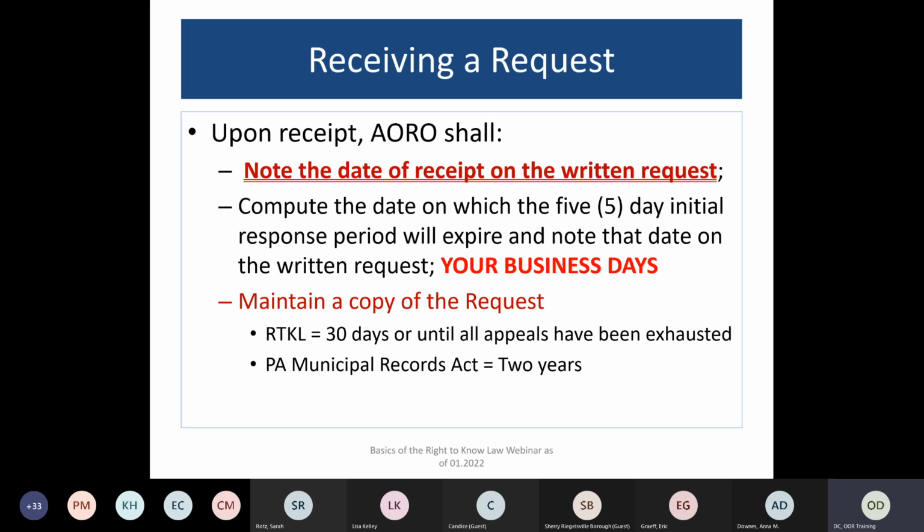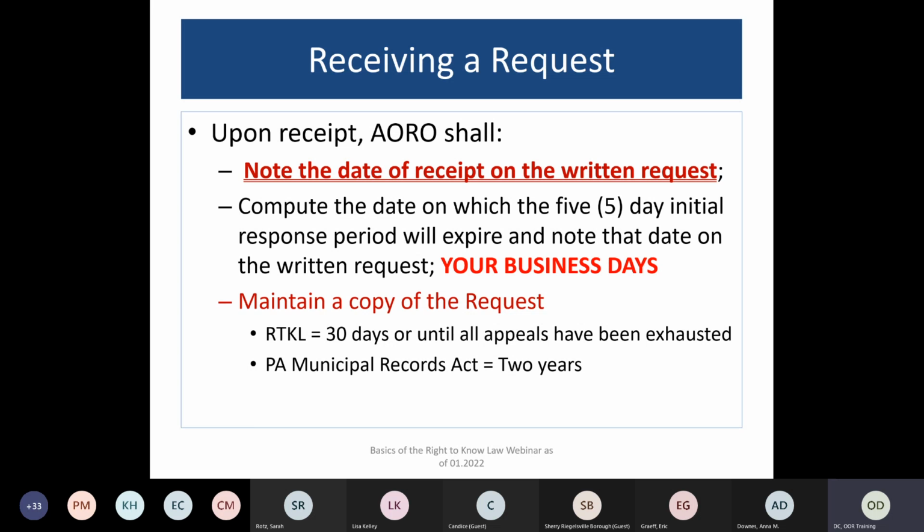Now, that's what the Right to Know Law says. You hold on to all paperwork for 30 days or until all appeals have been exhausted. And when we say appeals, that could be through the Office of Open Records. For a local agency, it could get appealed further to your County Court of Common Pleas. It could then get appealed to the Pennsylvania Commonwealth Court, all the way up to the Pennsylvania Supreme Court. And this could take years, depending on the nature of the request and how far the parties are willing to appeal it. So you need to be aware of what's going on here with all the appeals.